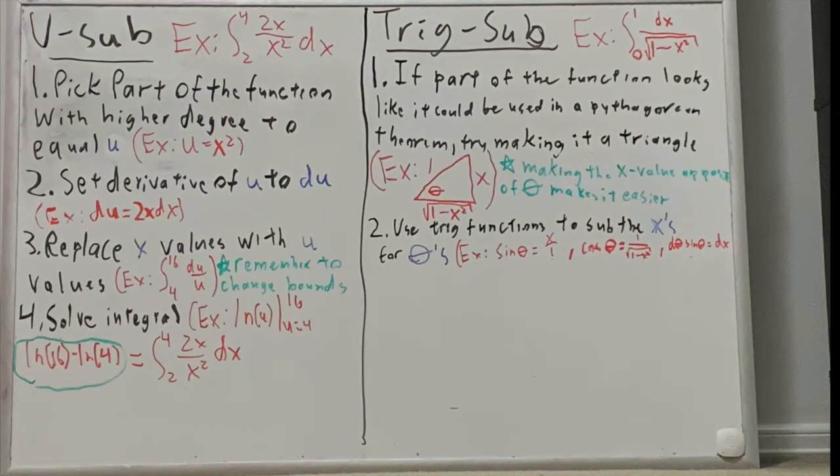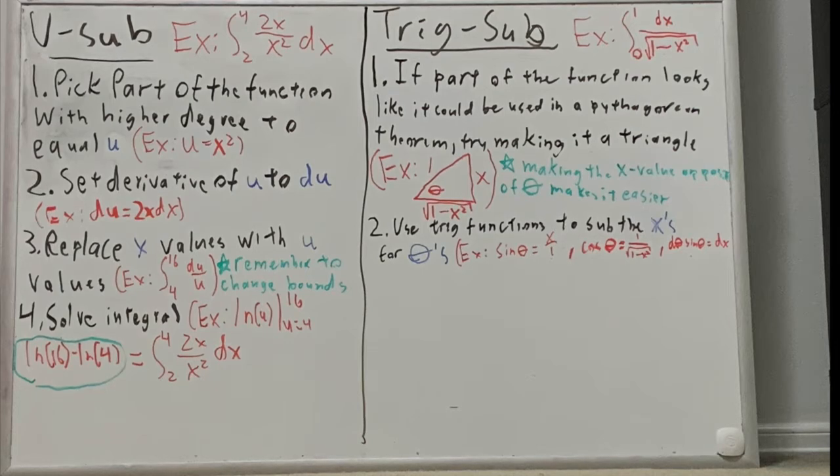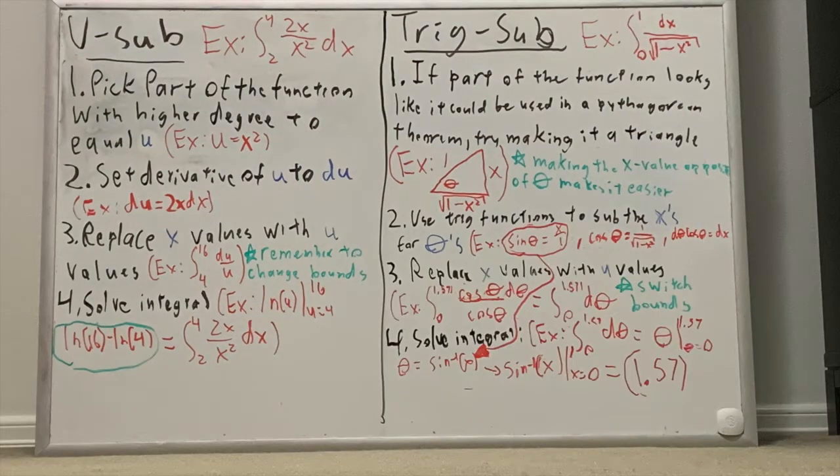So an example is the sine of theta equals x, cosine of theta equals square root of 1 minus x squared over 1, and d theta times cosine theta equals dx. The last two steps are very similar to the last two steps of u substitution. You want to replace the x's with theta values instead of u values, and then you want to solve the integral.